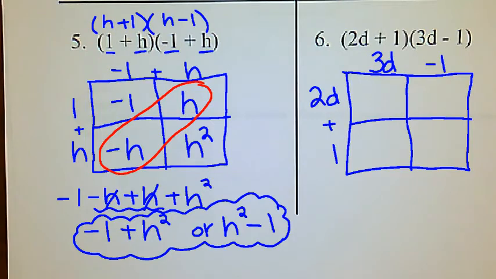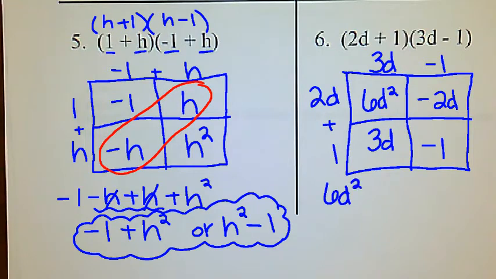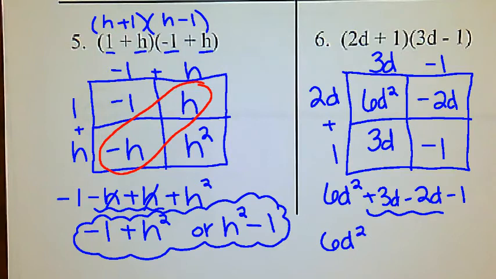Okay, minus 1. All right, so we get 6d squared, 3d, negative 2d, and then minus 1. So 6d squared plus 3d minus 2d minus 1, combine. So 6d squared, we have a plus 3d and then a minus 2d, so that just equals 1d. So plus d minus 1.